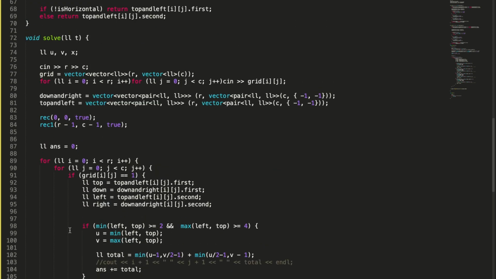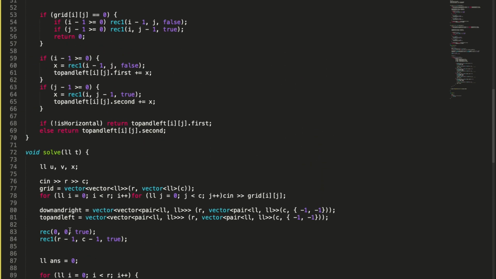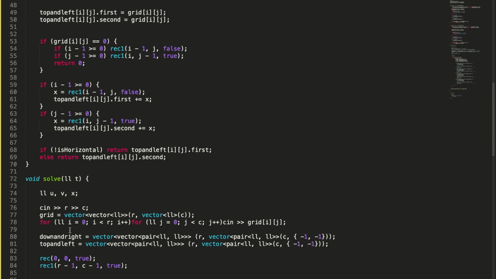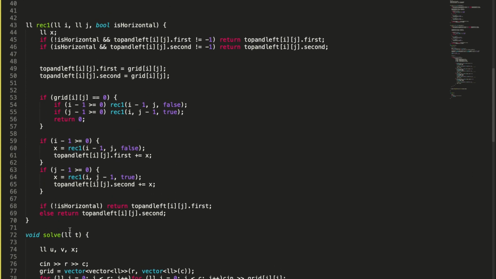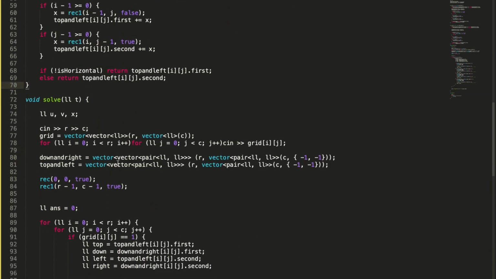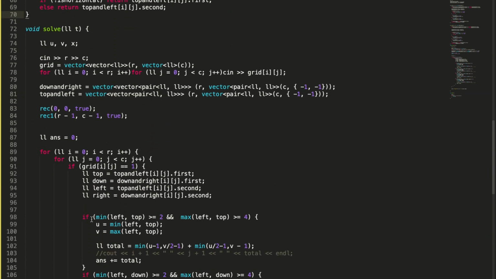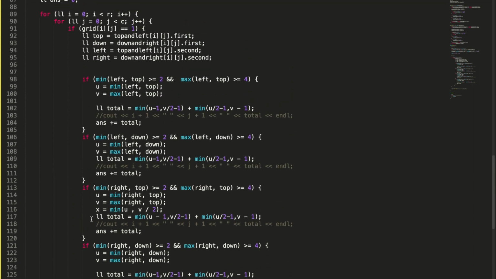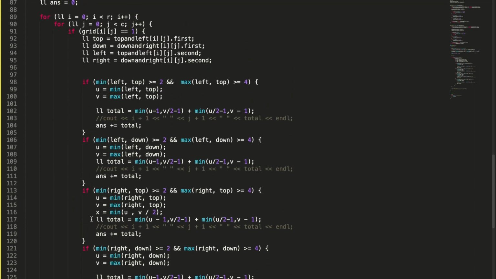Okay, so I understand this question was quite lengthy, and I hope I was able to explain it well. And I hope you were able to understand the way I calculated the number of consecutive ones in all the four directions using dynamic programming. After that, how we have solved this problem for the four directions. So this was my solution in C++, and thank you so much for staying till here.